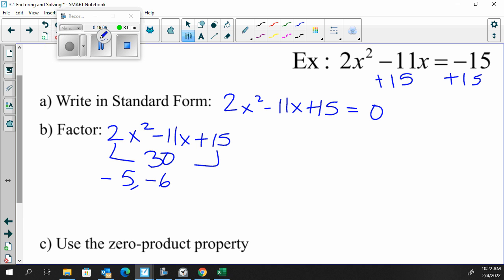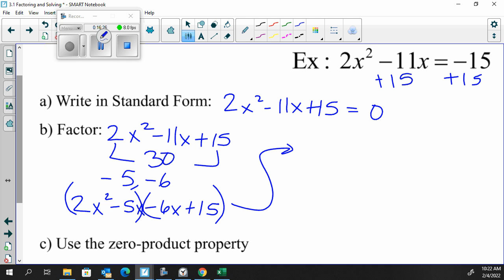So I rewrite with those numbers. I group them. And then we look at GCFs. First one, 2x squared minus 5x. What can you take out? X. Can you take out a number? Nope, nothing goes into 2 and 5. So take out an x. It's going to be 2x minus 5. What about the second piece? You can take out a 3, but since it's negative in front, you want to take out a negative number. So it'll be negative 3.